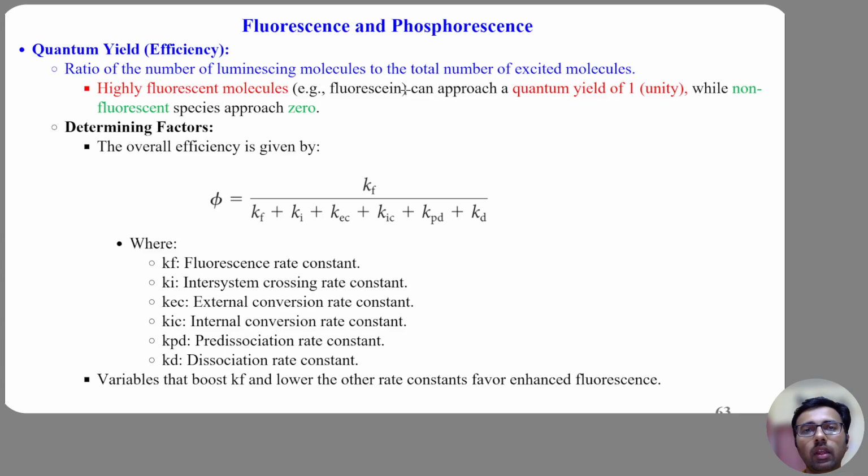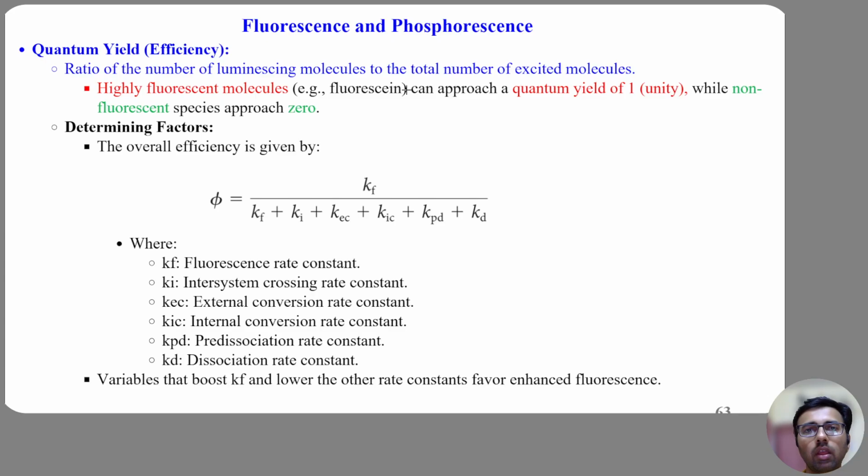Physically, quantum yield is defined as the ratio of the number of luminescing molecules to the total number of initially excited molecules. Highly fluorescent molecules such as fluorescein can approach a quantum yield of 1. This value is called unity, which means every absorbed photon produces an emitted photon. Conversely, non-fluorescent species approach a yield of 0 because radiationless deactivation completely dominates.